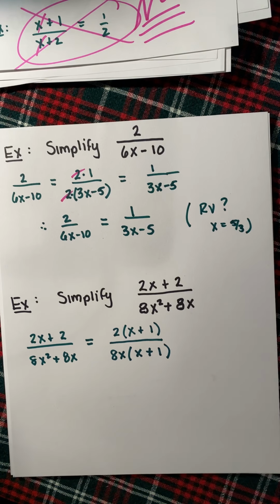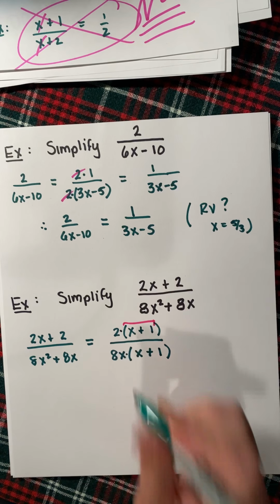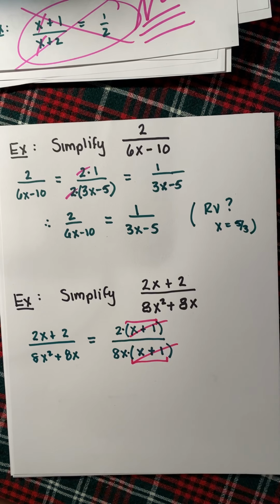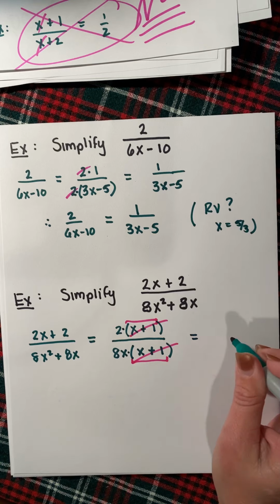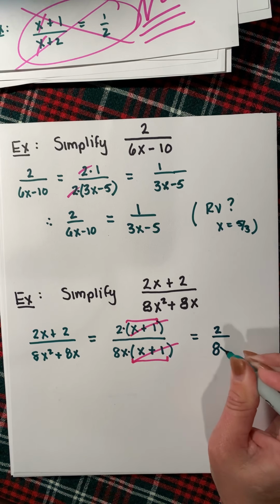Oh, look, factors that can be canceled may have addition and subtraction. This is 2 times this whole thing, and this is 8x times this whole thing. So we're allowed to cross off that whole thing because it is a factor. A factor may have addition and subtraction. We have to be able to cancel out the parentheses and the addition and the subtraction. So 2x plus 2 over 8x squared plus 8x can be simplified down to 2 over 8x.